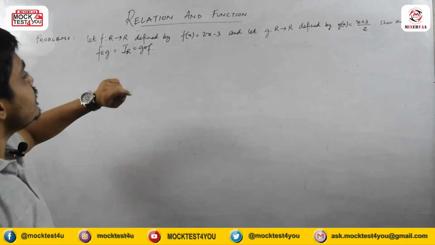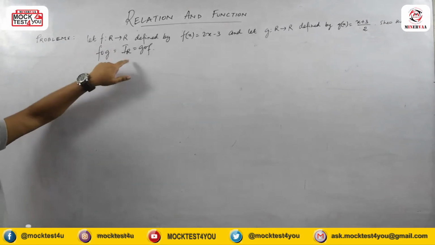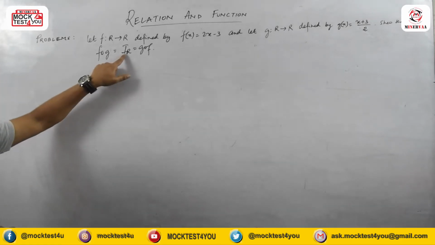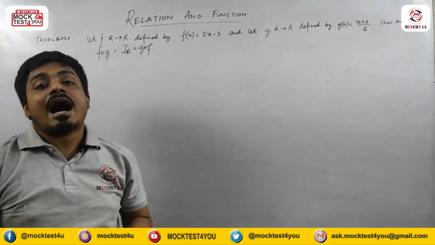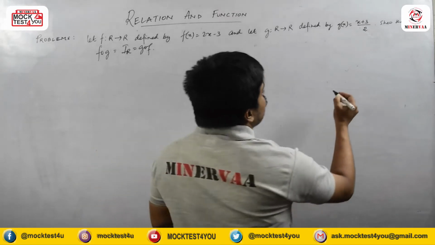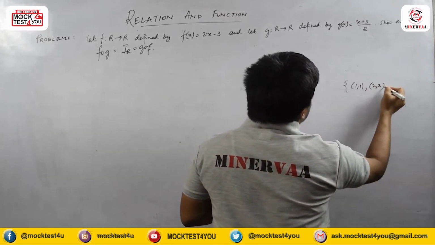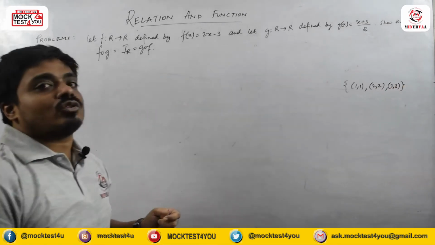So basically, first thing, we already discussed composition in the previous question. Now what is IR? IR means what? It is an identity relation. In R, it is an identity relation. We have already discussed what is an identity relation. So identity relation, suppose we have 1 comma 1, 2 comma 2, 3 comma 3. So this is how identity relations look like.